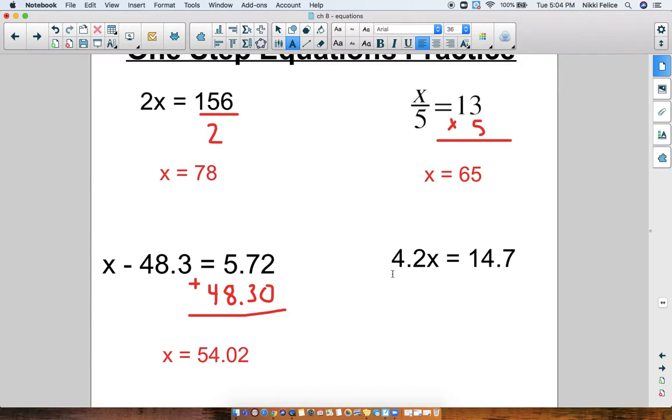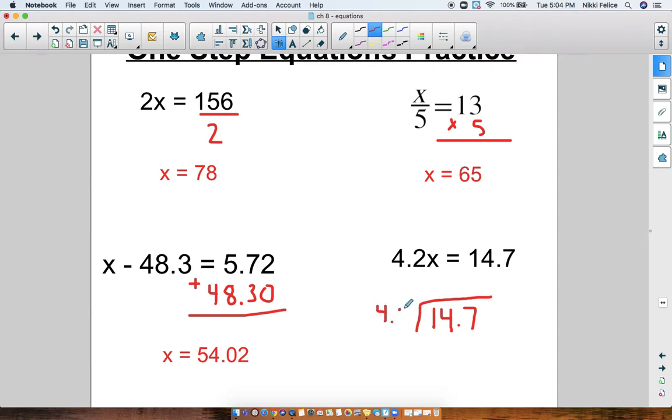Over here, we have 4.2 times x equals 14.7. So you should have done the inverse operation, which is division in this problem. So to set this up, we do 14.7 divided by 4.2. And what do we have to remember to do here? Oh yes, move that decimal point over, because 4.2 is not a whole number yet. So we move it over one time, now it's a whole number, which means we move it over one time here, and our decimal point goes right up here. So 42 goes into 147 3 times.